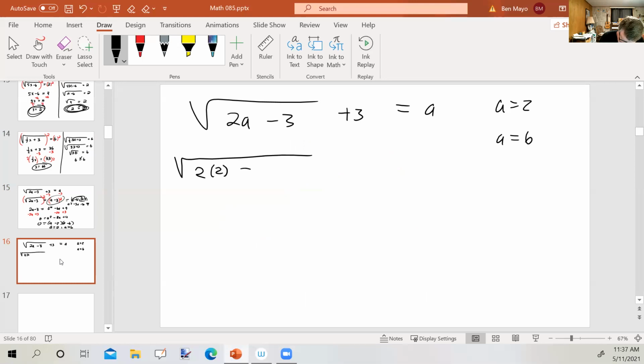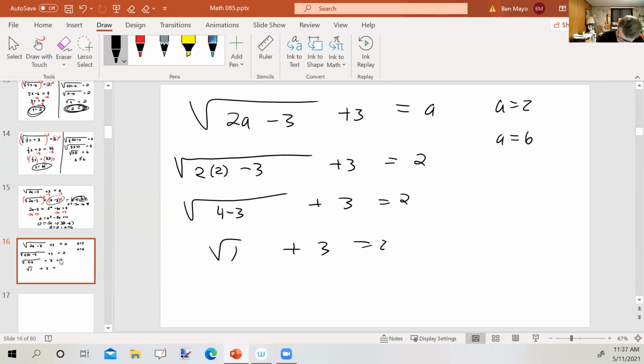2 times 2 minus 3 plus 3 equals 2. 4 minus 3 plus 3 equals 2. 1. Square root of 1 is 1. 1 plus 3 equals 2. 4 equals 2. Not true. So that solution would be called extraneous, and it doesn't work.